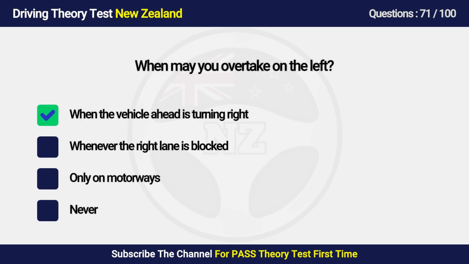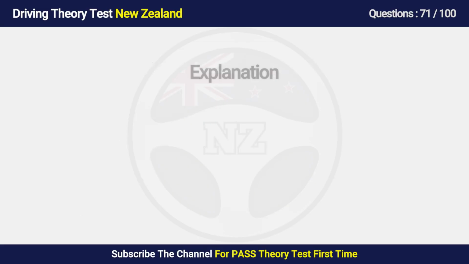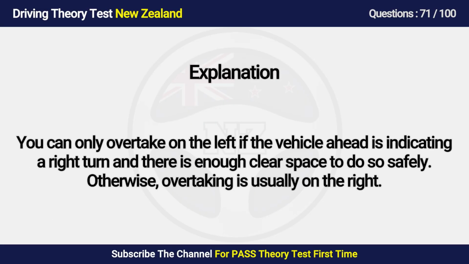Answers is A. When the vehicle ahead is turning right. You can only overtake on the left if the vehicle ahead is indicating a right turn and there is enough clear space to do so safely. Otherwise, overtaking is usually on the right.